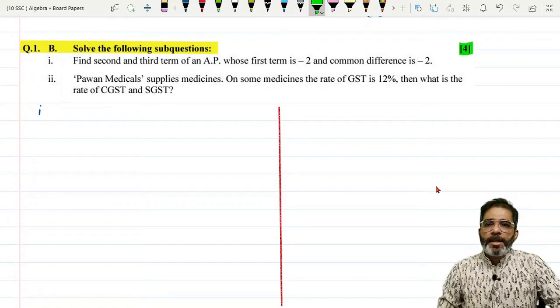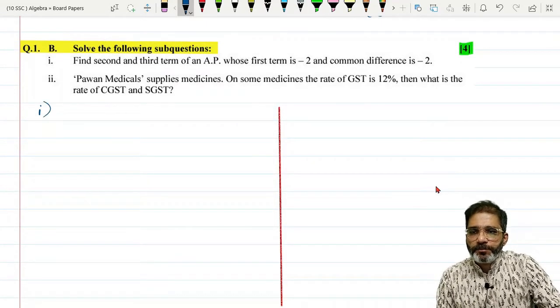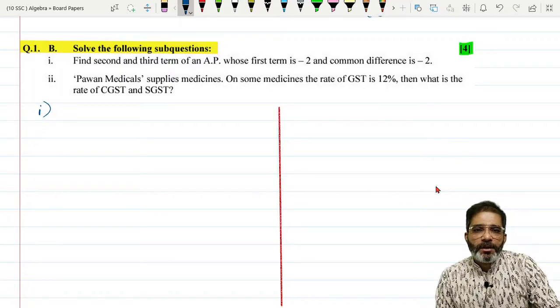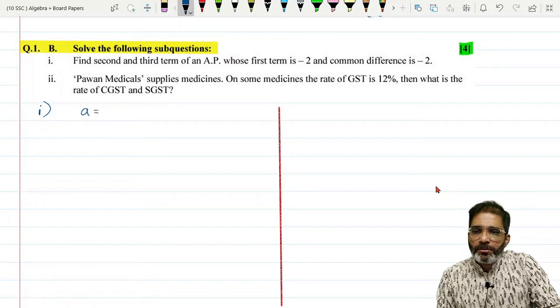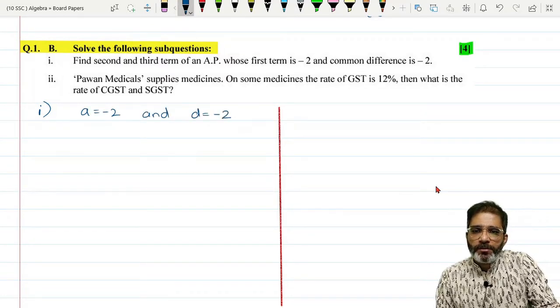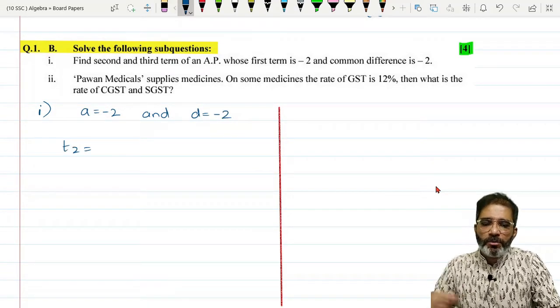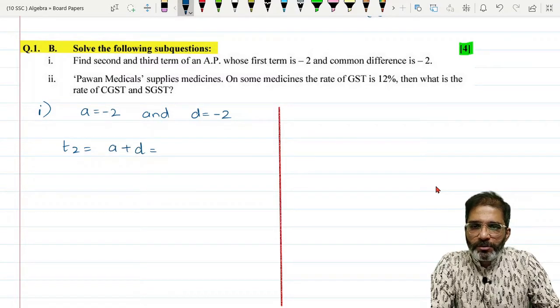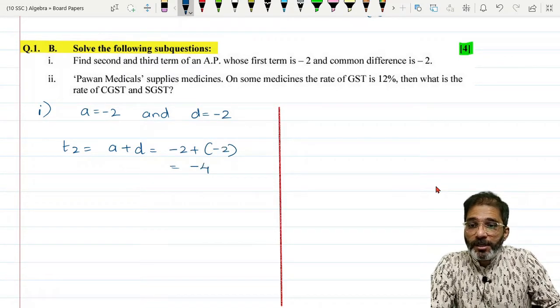Okay, let's see the first one. You have to find the second and the third term of an AP, and they have given the first term as minus 2 and common difference as minus 2. So A is given as minus 2 and D is also given as minus 2. So you have to find out the second term. The second term T2 equals, the formula is A plus D, the first term plus the common difference.